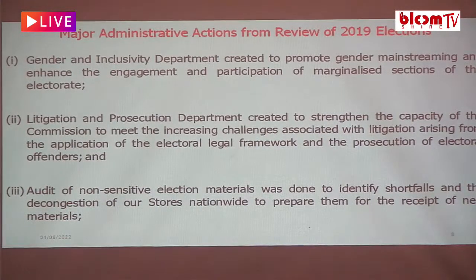Like I said earlier, there is the issue of auditing non-sensitive election materials. We have the sensitive ones, ballot papers, and all, and the equipment like the BVAS, and these are all sensitive. So we do this audit. The ones that we could use, maps and all these things, we keep them so that they can be used. The ones that cannot be used nationwide, we now become aware of the gap, what we need to acquire when we are going for the next election.